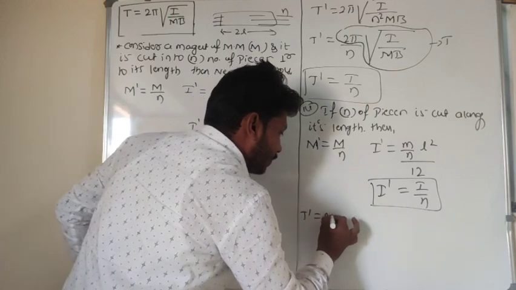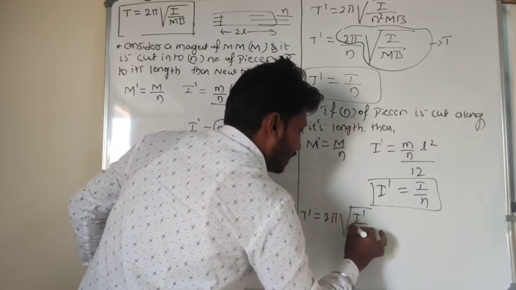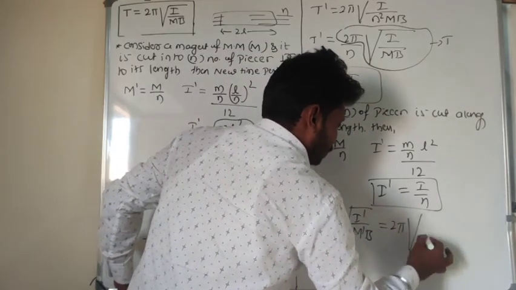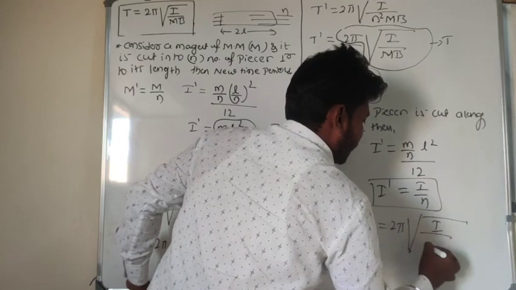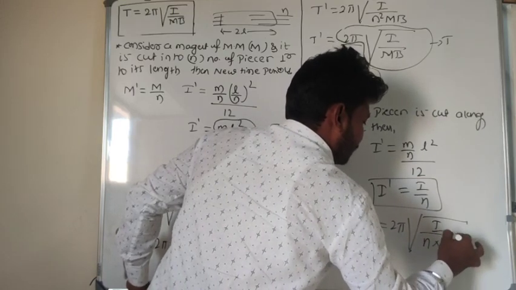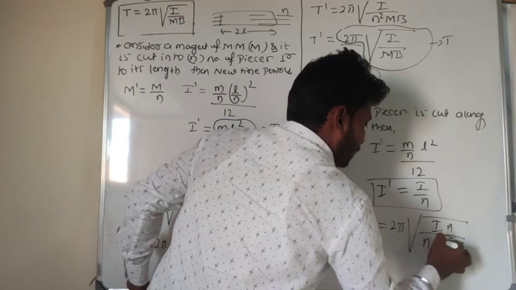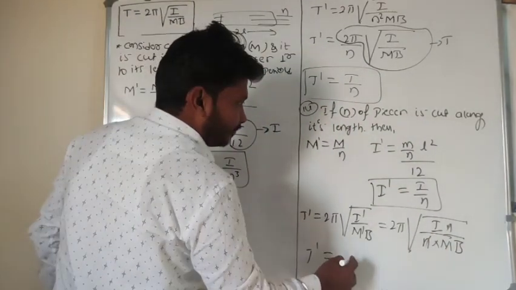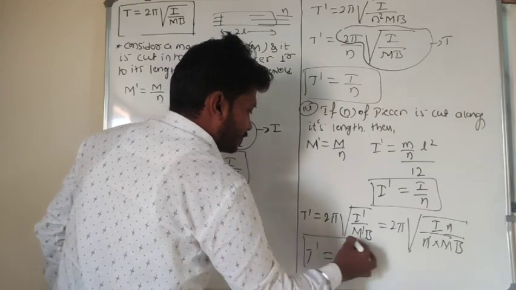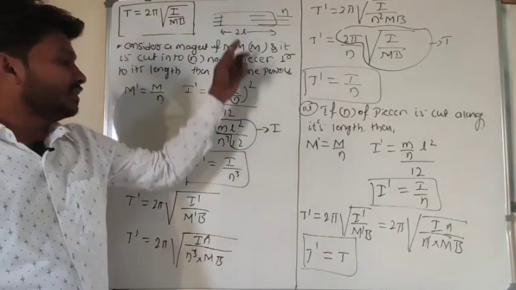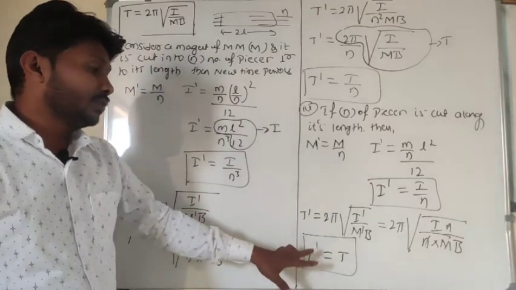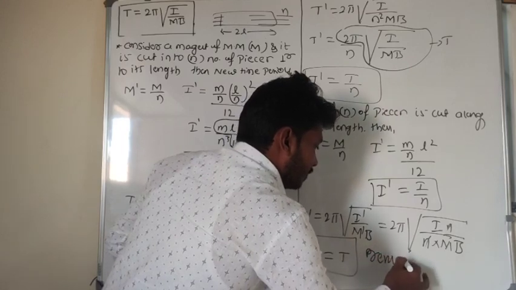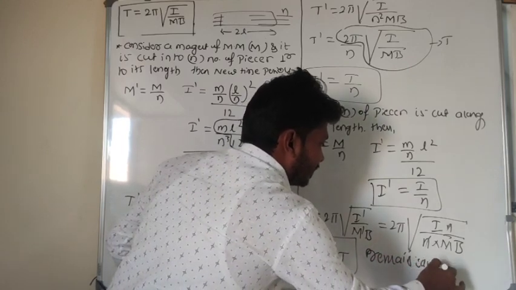T dash equals 2 pi into square root of I dash divided by m dash into B. Simplify this: I dash means I by n, m dash means m by n, into B. These two terms will get cancelled out, so T dash equals T. So if you cut that magnet along its length, the time period will remain the same. The time period does not change. Hope you get this.